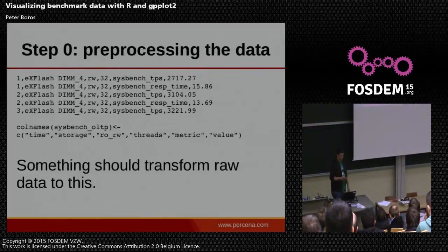In order to use the stuff I'm going to use here, we have to pre-process the data to put that into our data frames. For that, the data needs to be in this format. The first column is second. You can see from the R code what the column names actually mean. So this means that for the first second of the benchmark on this storage device, for a read-only test with this many threads, the metric is Sysbench transactions per second, and the value is more than 2,000, right?